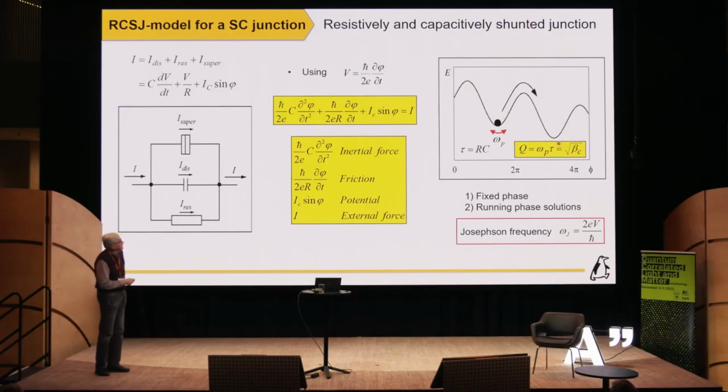And the important things here are the plasma frequency, which is basically the motion of the phase particle in the potential minimum, and how big the dissipation is. So they give you the quality factor. If your quality factor is high, then your system can fluctuate easily, and it can easily start running along the potential.